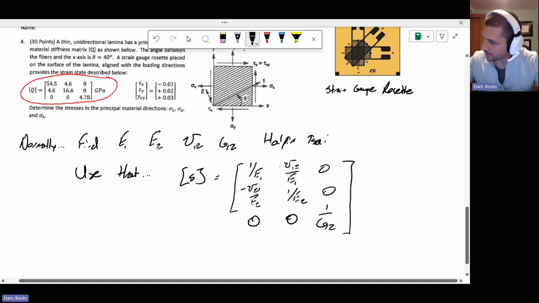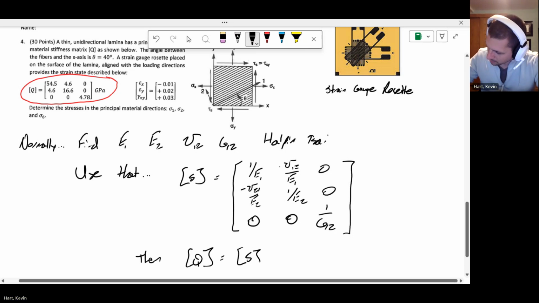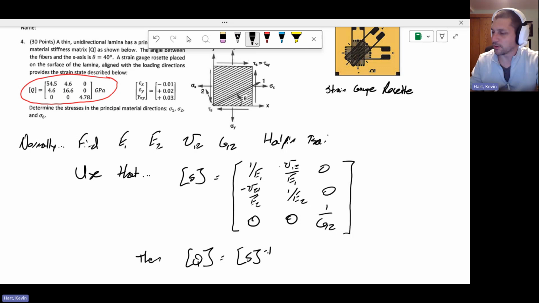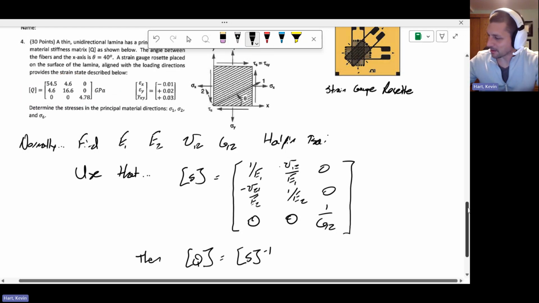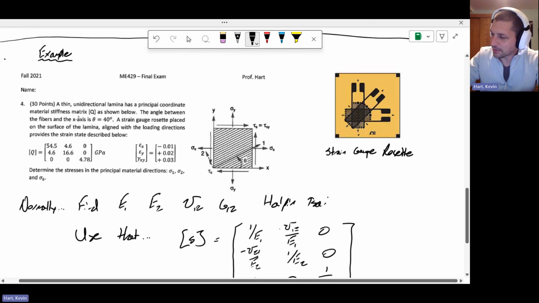Normally, this is how you would have to figure out this capital Q matrix by first doing Halpin-Tsai, populating the compliance matrix S, then Q is the inverse of this. All right, so you can either do that on your calculator, or you can calculate Q directly. There are equations that can calculate Q directly that are in the equation sheet, but the problem straight away gives us the in-plane stiffness matrix Q, which is super nice, right? You're welcome, students, for cutting down that work for you just a bit on the exam, okay? But okay, let's continue. We've got this in-plane stiffness matrix Q as shown below. The angle between the fibers and the x-axis is 40 degrees.